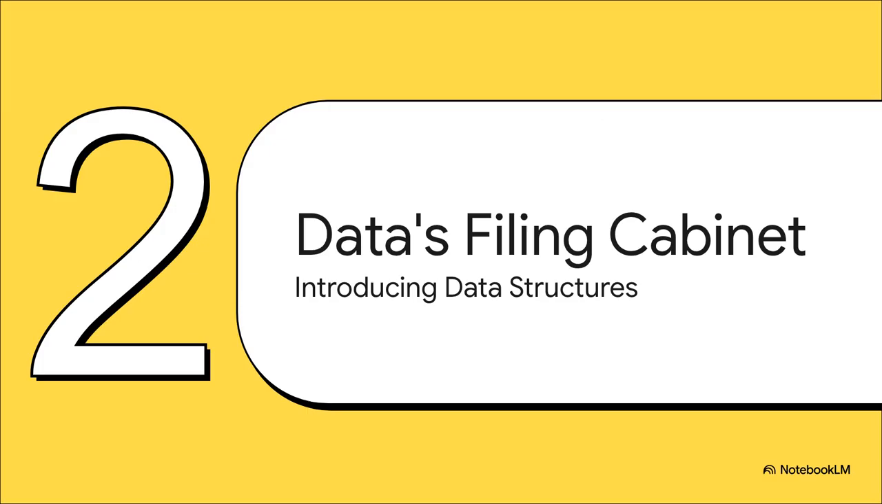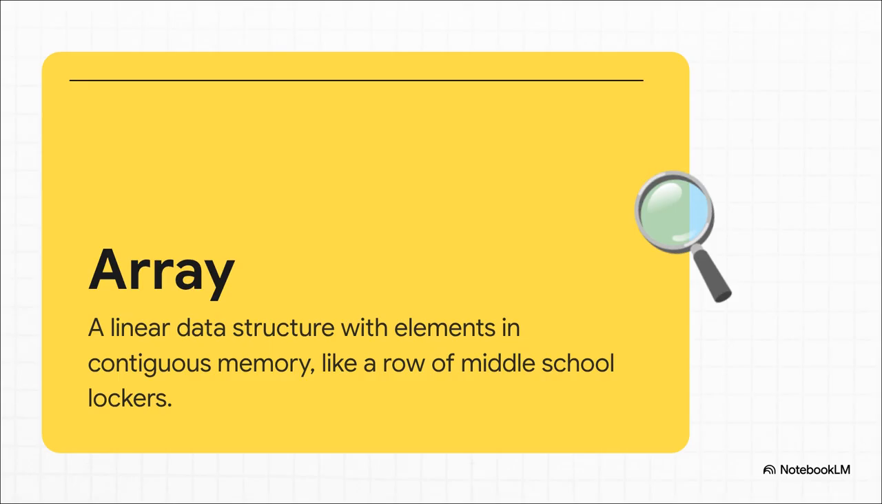Okay, so before our recipe, our algorithm, can do anything, we need to have our ingredients organized. And that's exactly where data structures come in. You can just think of them as different kinds of filing cabinets, each with its own unique way of storing and finding information. So the most common filing cabinet, the one we all use all the time, is an array.